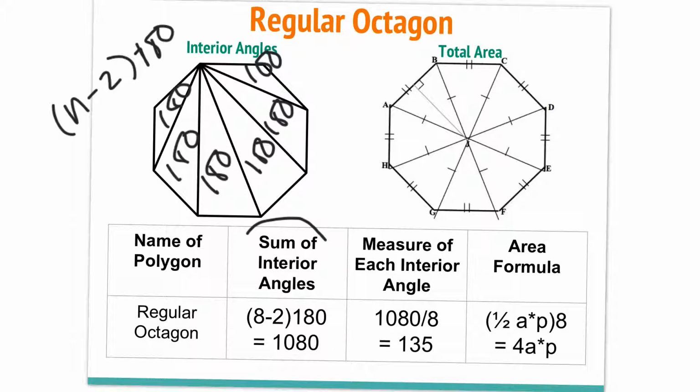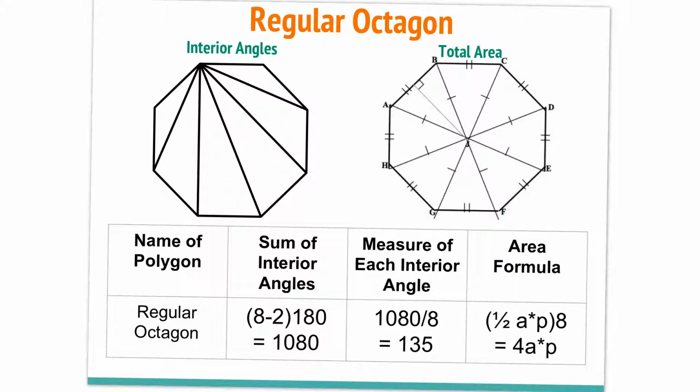Let me go ahead and erase this. Back to this. You're also going to show me how to find the area. And again, I would prefer that you show me both methods: each triangle, etc., and then use the formula, which is s times a divided by 2 times n.